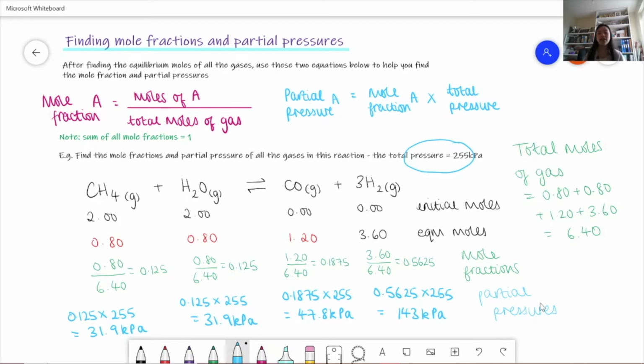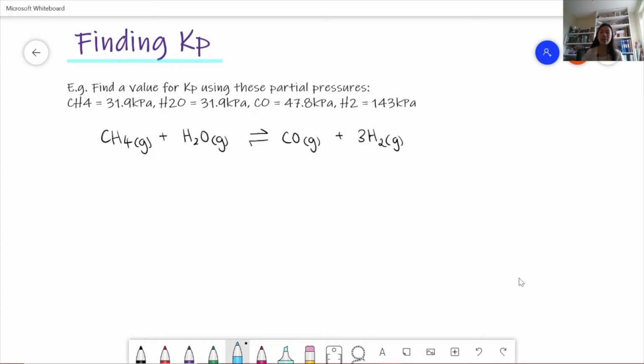And I rounded all these to 3 significant figures because this pressure is given to us in 3 significant figures, and also these initial moles that they've given us are also in 3 significant figures. Now we're going to work out the Kp. So for this example, find the value for Kp using these partial pressures. So CH4 is 31.9 kilopascals, water is 31.9 kilopascals, carbon monoxide is 47.8 kilopascals, and hydrogen is 143 kilopascals. So here we have the equation, and now we're going to work out the Kp.